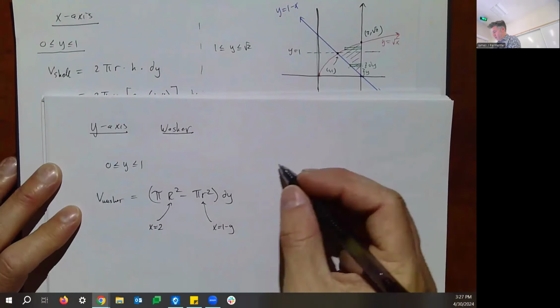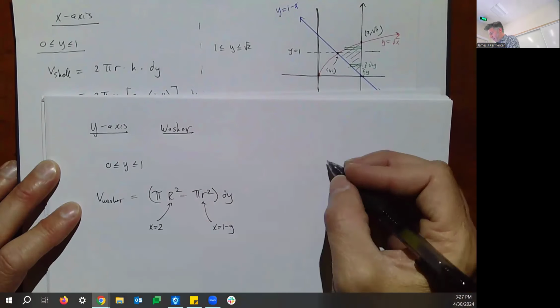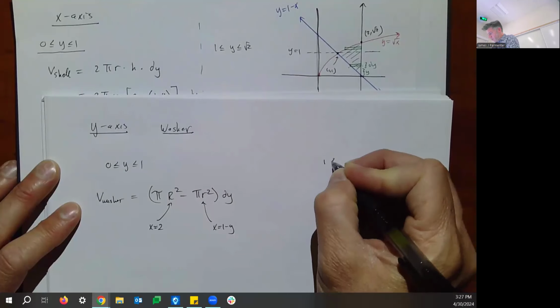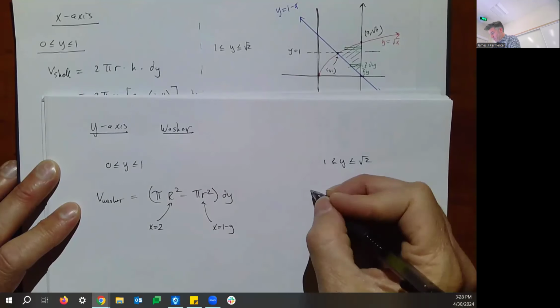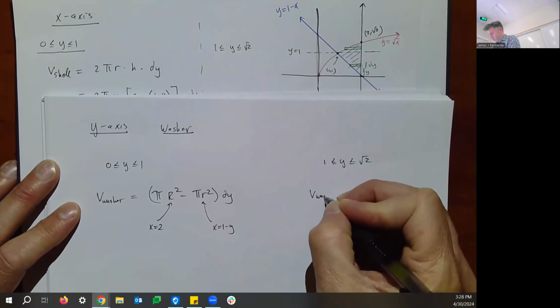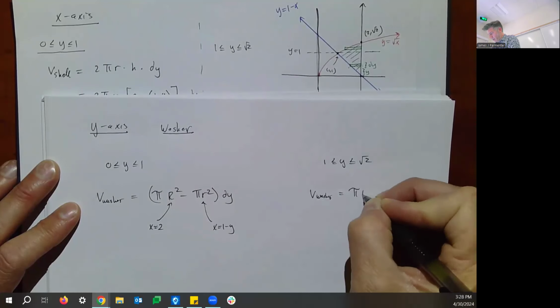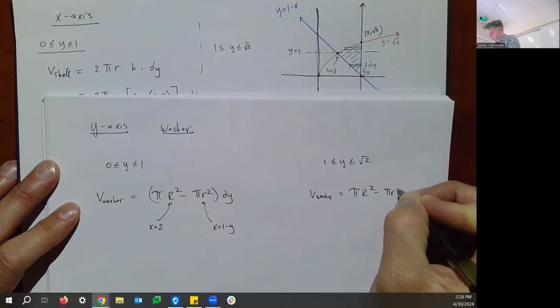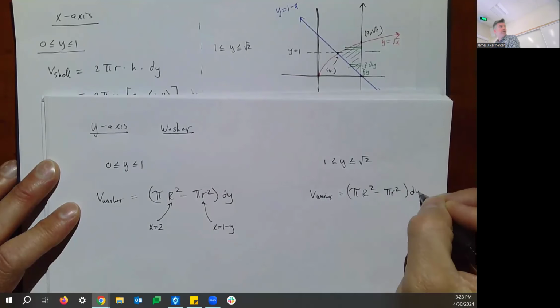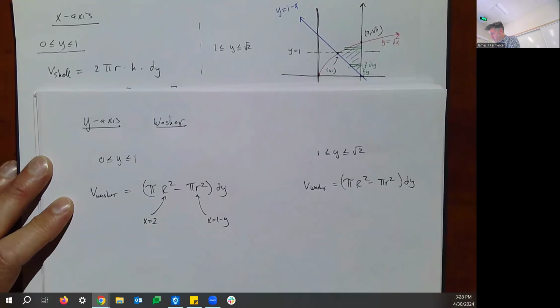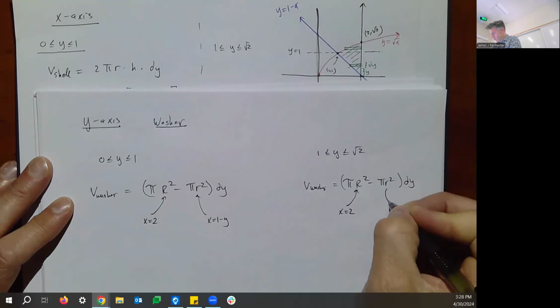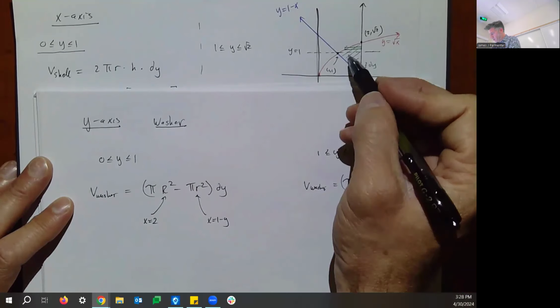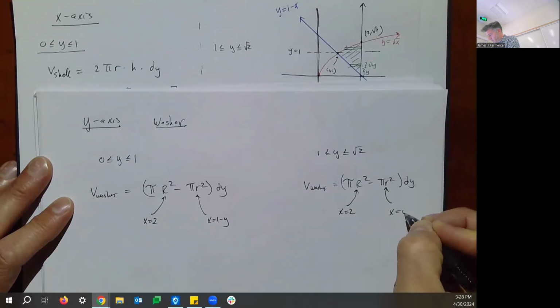And let's just do the other part before we do this part. So then for y being between 1 and the square root of 2, same deal. We're still going to find the volume of a washer to be pi times the big radius squared minus pi times the little radius squared, all times dy. And then in this case, our big radius is still x equal to 2. But now our little radius is this red function, which is x equal to y squared.